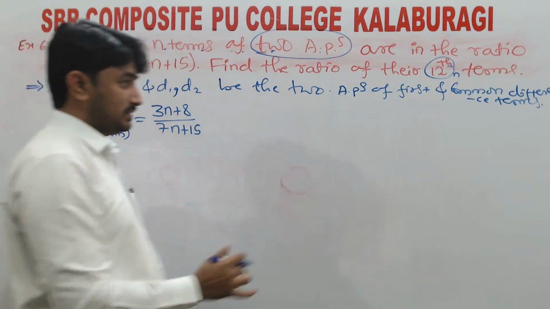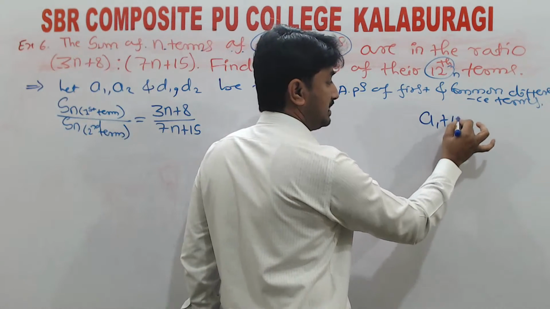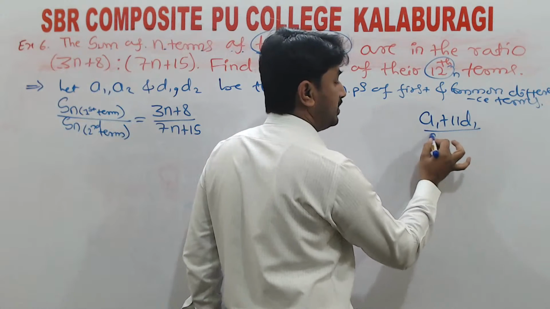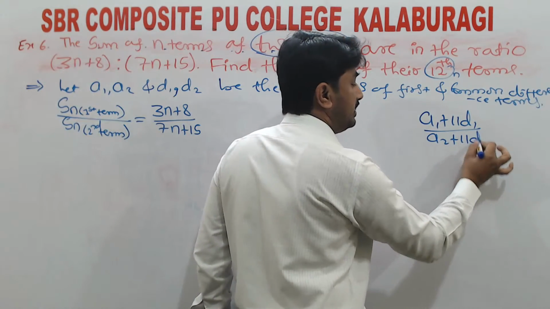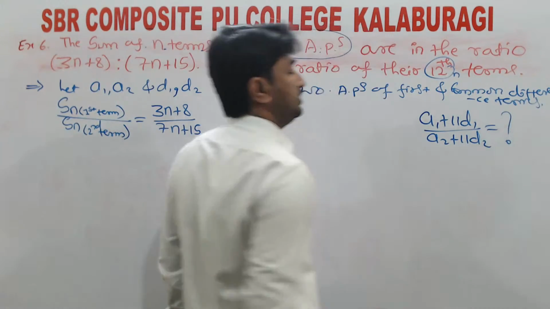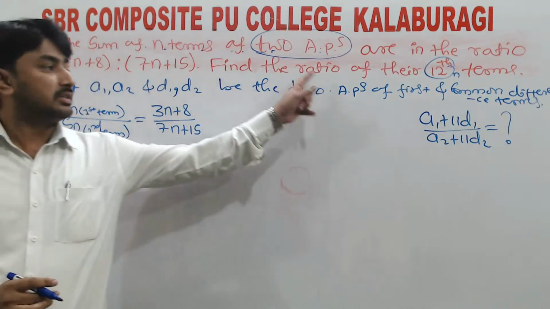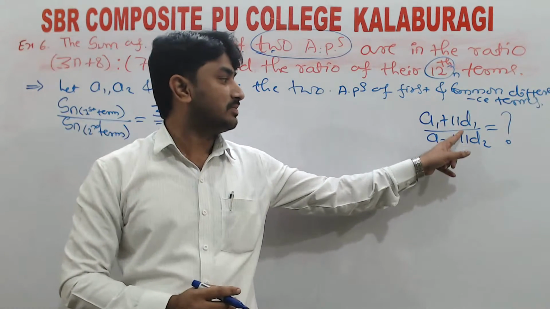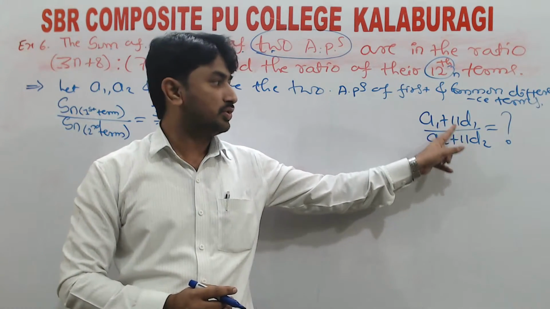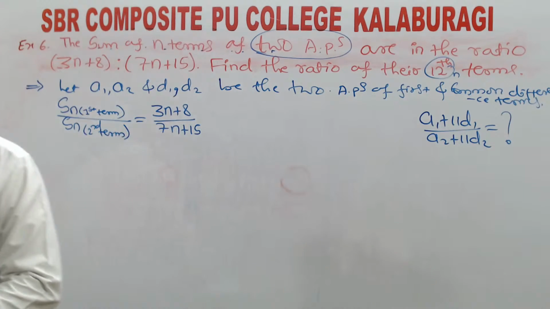We want to find a1 plus 11 d1 divided by a2 plus 11 d2, which is equal to how much? They are asking for the 12th term, which means 12 minus 1, the 11th term of both. The ratio is equal to how much?